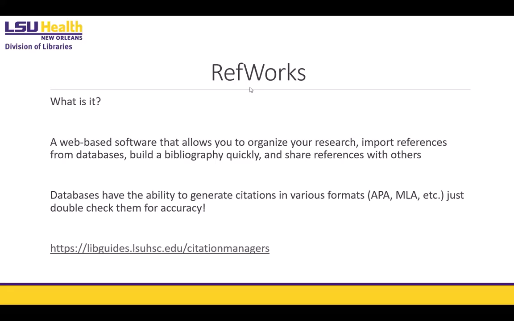Databases do have the ability to generate citations in various formats themselves, but typically you want to download a file type from these databases. And even though you are downloading this and having it generated for you, you still want to double check the citations for accuracy. Last year when I did RefWorks, I downloaded a citation from CINAHL, and it had the publication date as 2028, which obviously has not happened yet. Sometimes the metadata in those file types is wrong.